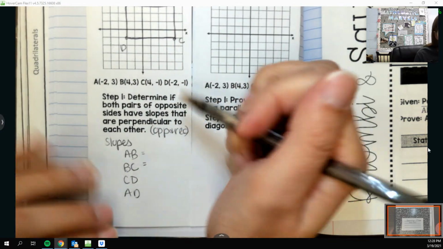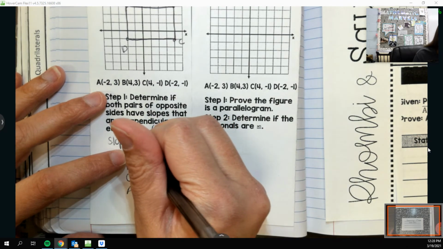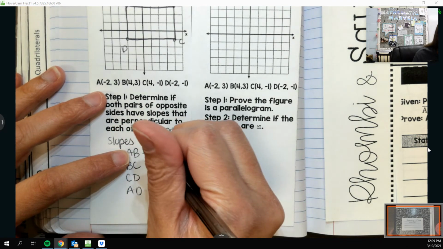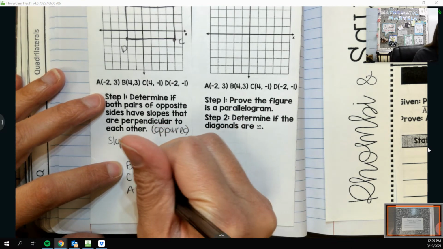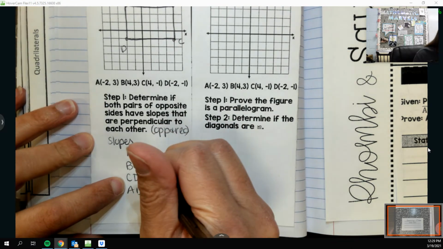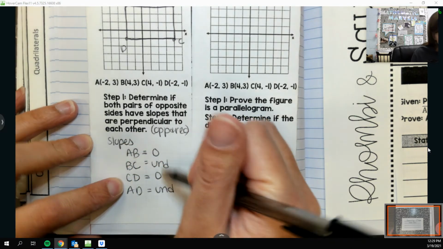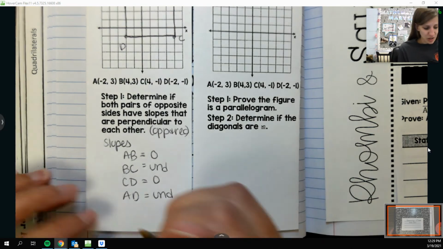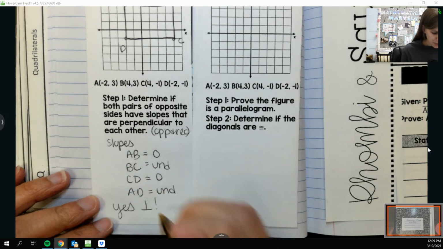But again, these are kind of special lines, and vertical lines and horizontal lines have unique slopes. So AB was horizontal, so 0. BC is vertical, so undefined. CD is horizontal, so 0. And AD is vertical, so undefined. And these are opposite reciprocals of each other. So yes, they are perpendicular.